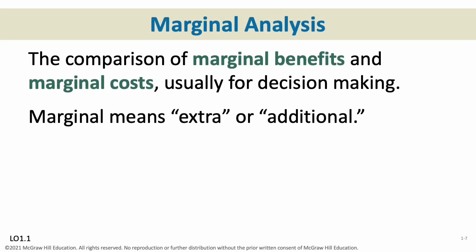Now, in economics, we do what is known as a marginal analysis. A marginal analysis is the comparison of marginal benefits and costs for decision making. And marginal means extra or additional. Marginal costs and benefits are going to appear multiple times in this class. But what we mean is this. We'll continue buying something or pursuing something up until it no longer becomes worth it to us.